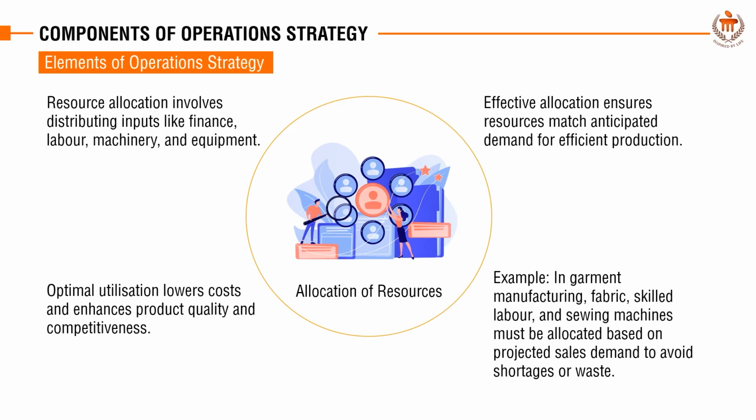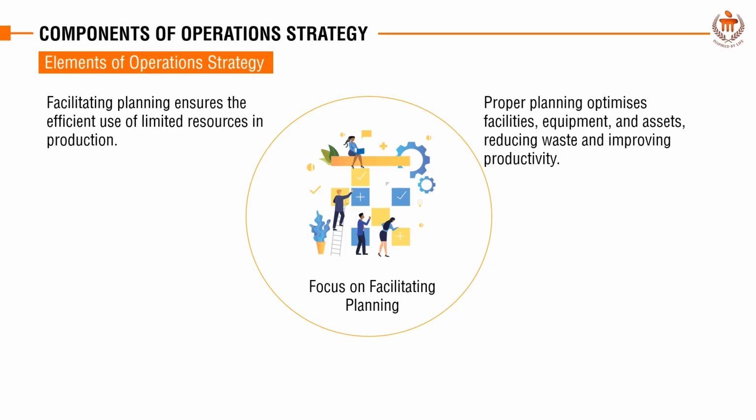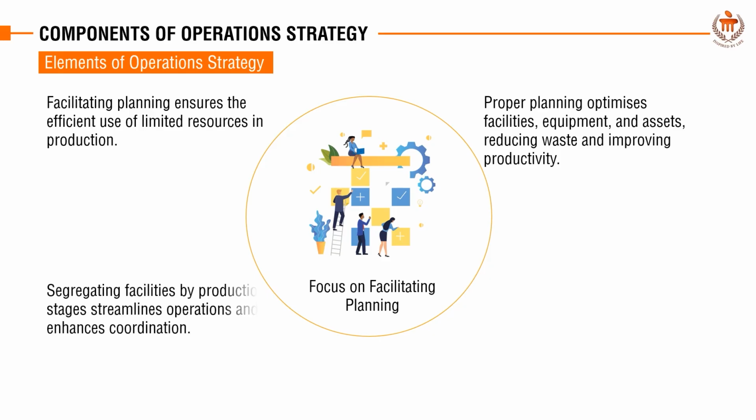The sixth element is focus on facilitating planning. Focusing on facilitating planning is essential for the efficient use of limited resources in production. Proper planning ensures that facilities, equipment, and other assets are optimally utilized, reducing waste and improving productivity. Segregating facilities according to the production process helps streamline operations, allowing for better coordination and management of the resources.